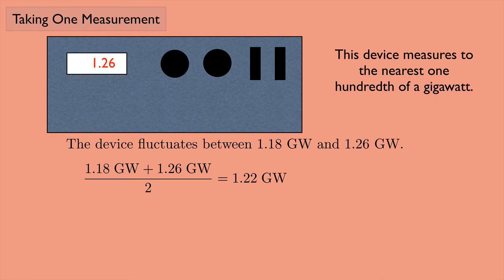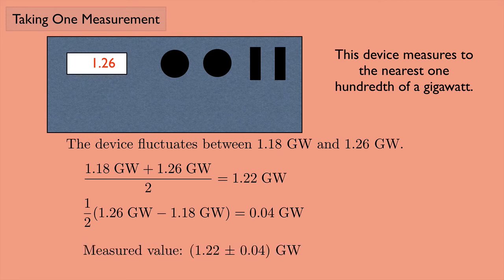And then you take half of the difference between the larger and the smaller. So in this case, 1.26 minus 1.18, and then divide by 2, and that gives you 0.04. So for your measured value, you use the 1.22, and for the uncertainty, you use the 0.04.